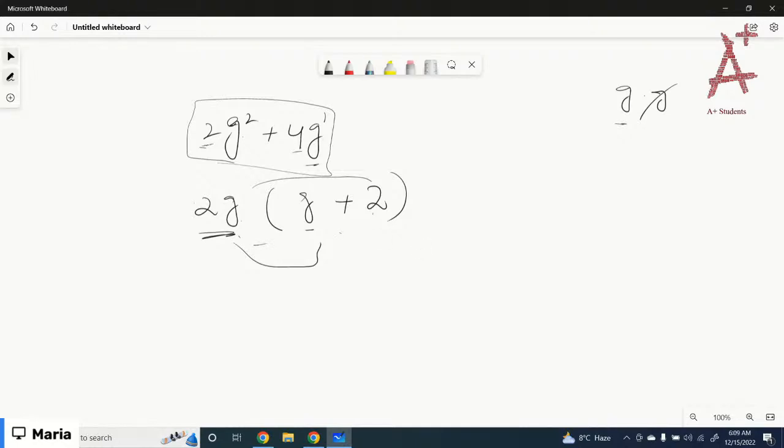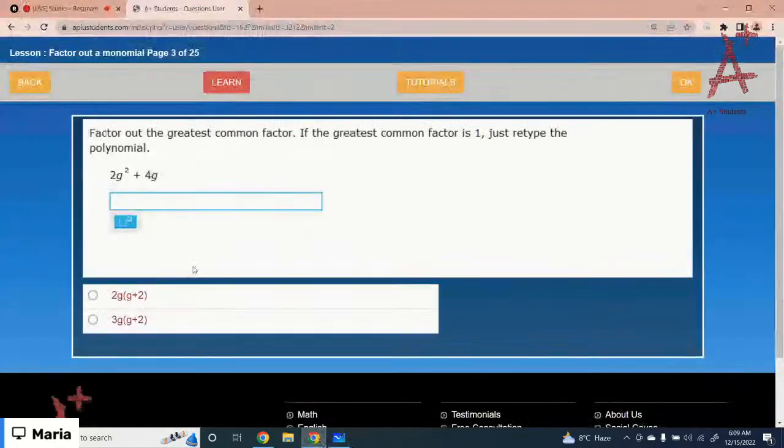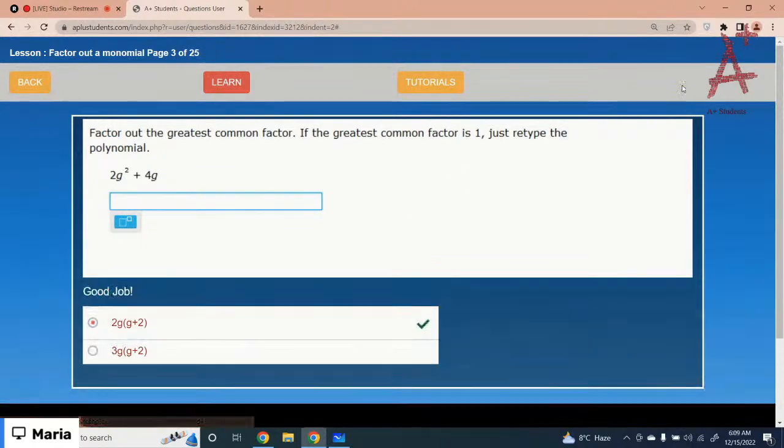Got it, everyone? It is 2g times g plus 2. The first option is the correct one. Just select the correct option and click on the OK button.